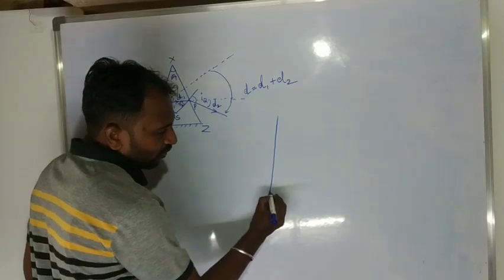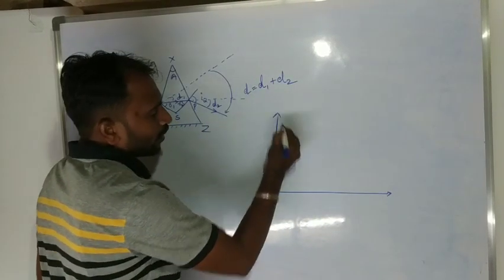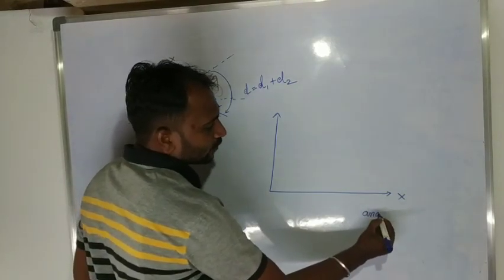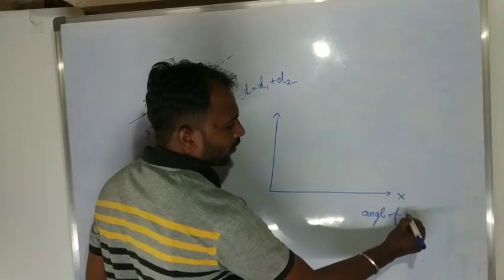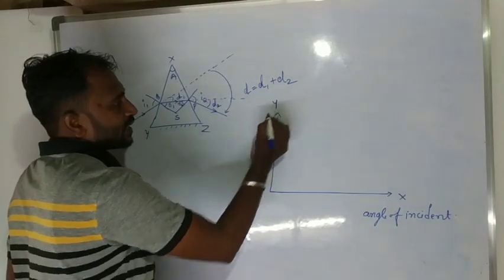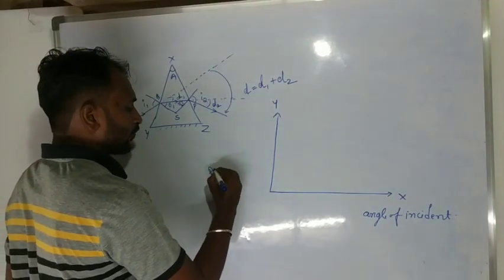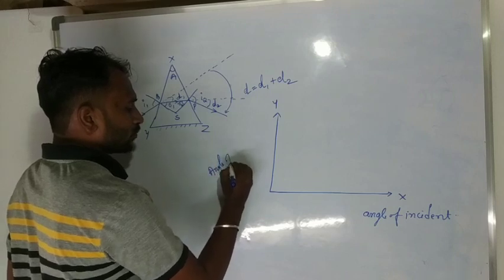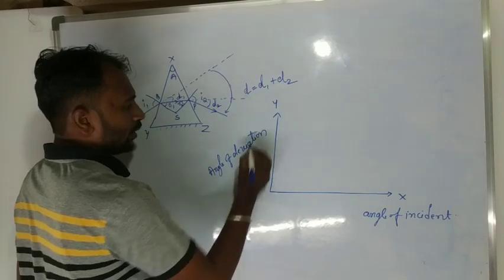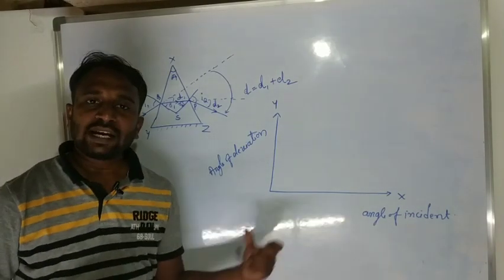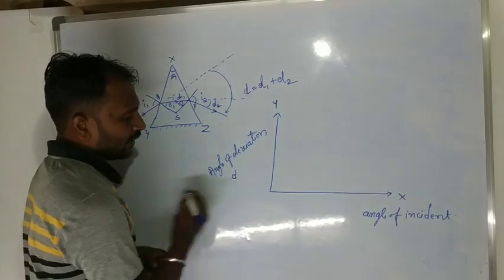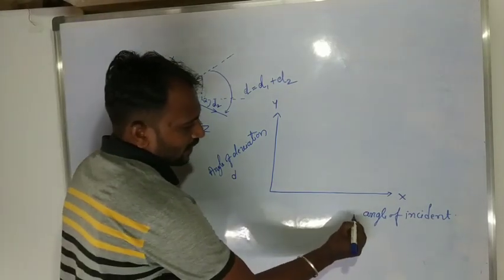Here we consider one graph. Along the x-axis we consider the angle of incidence, and along the y-axis the angle of deviation. So this one we consider D, and this one is I.